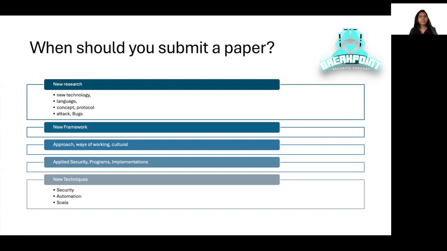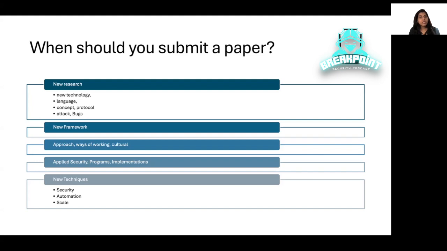So new research is a very good point to start thinking of submitting a paper where you're working on a new area, new technology, or you are working on a new approach, or you're highly optimizing a process in the defensive security space, for example, or even in the attack space. So these are the times when you should think of actually putting it in a paper, sharing it with the community. This is just a means to do that.